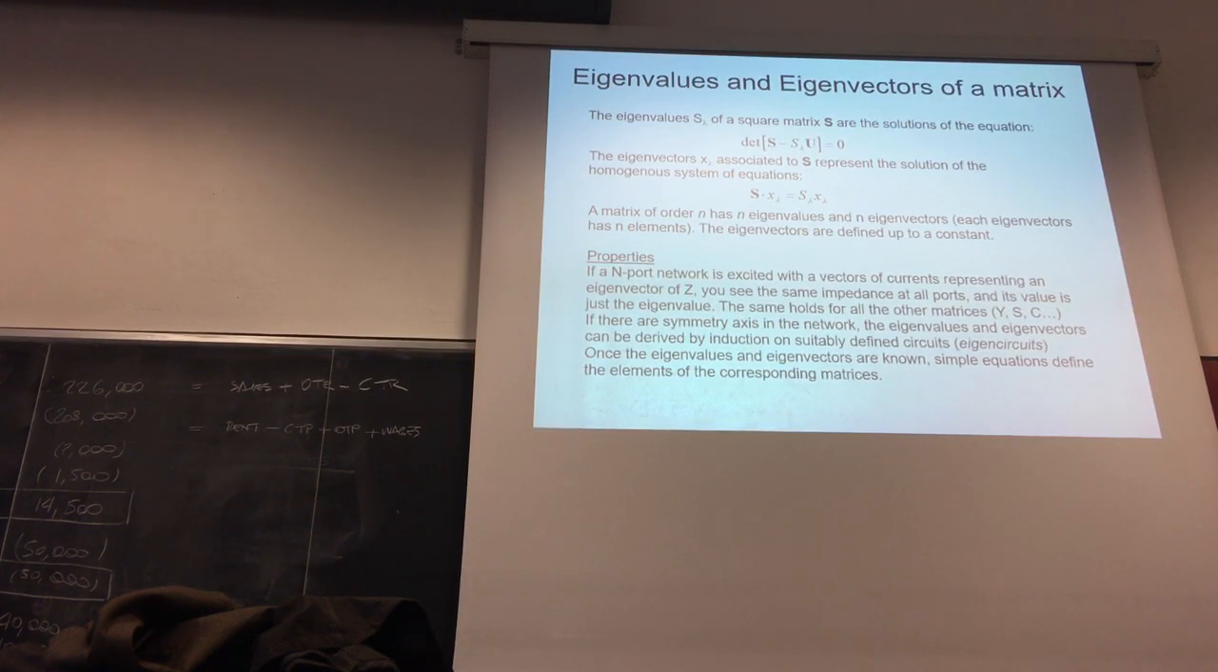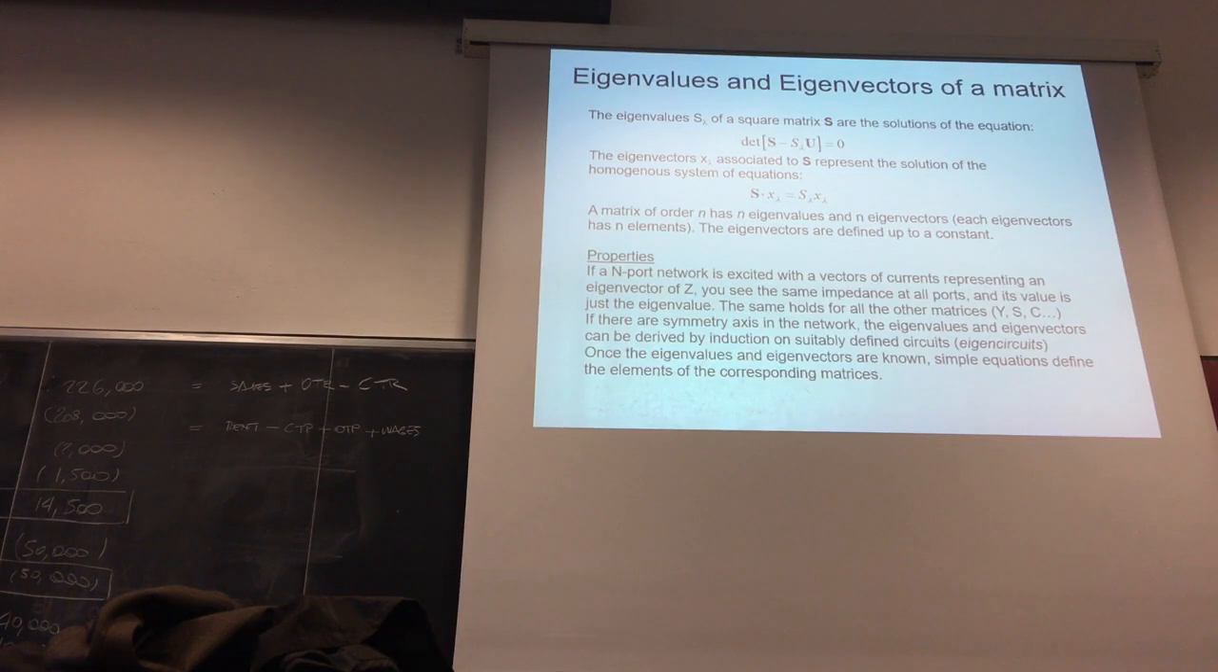The eigenvectors, moreover, are not univocally defined, because this is a homogeneous equation. So if you have a solution x lambda, there is another one, k times x lambda. So the eigenvectors are defined up to an arbitrary constant. Okay? Now this is the mathematical aspect of the matter. But what is the physical aspect in the case of a circuit?